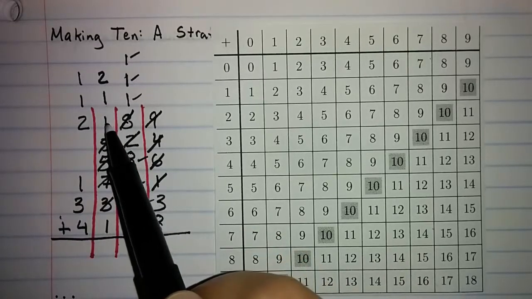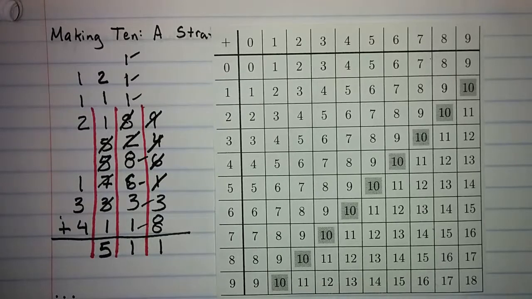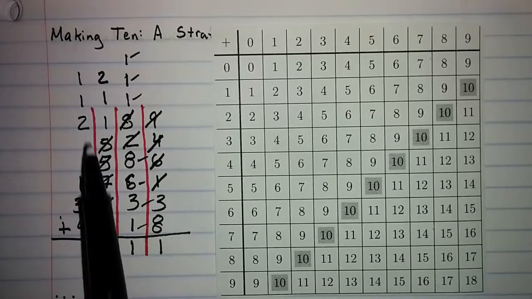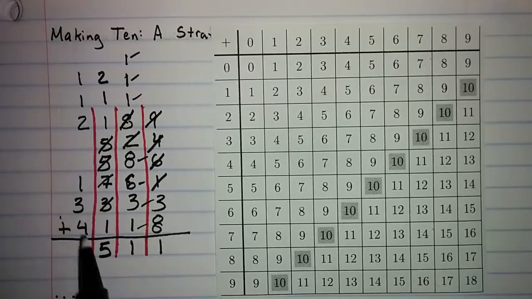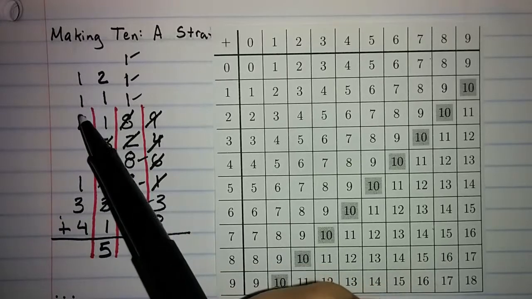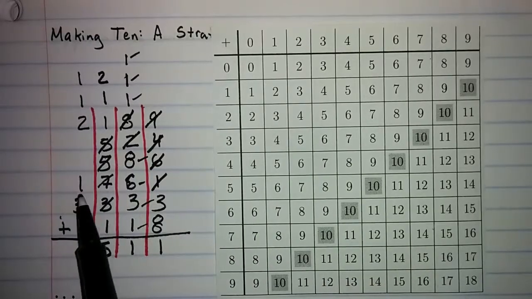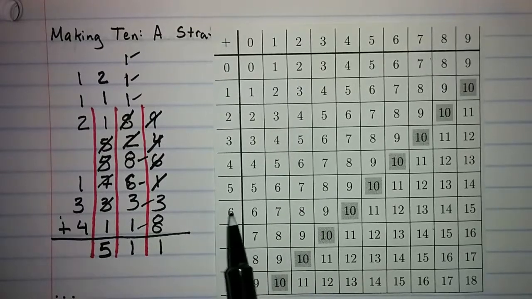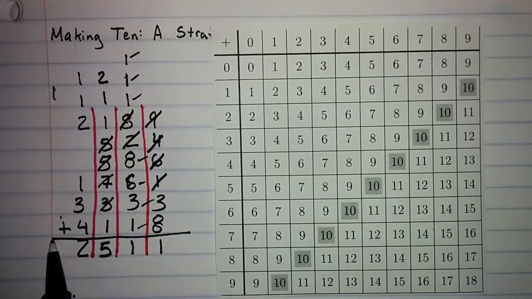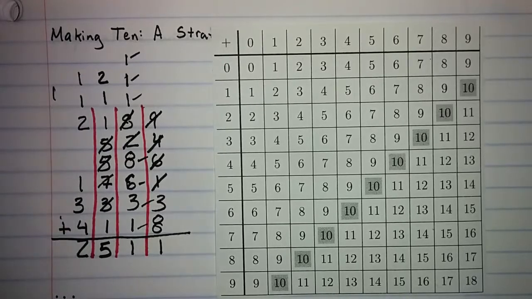2 and 1 is 3, 4, 5. Okay, and I don't see any pairs that add up to 10 in this place either. And all of these numbers seem pretty small. I'm just going to go down the column. 1 and 1 is 2, 2 and 2 is 4, 4 and 1 is 5, 5 and 3 is 8, 8 and 4 is 12. And then all that there is in this column is the one I just carried. So we get 12,511.